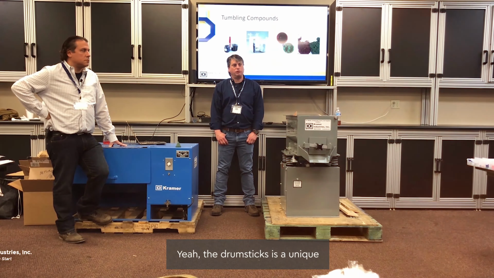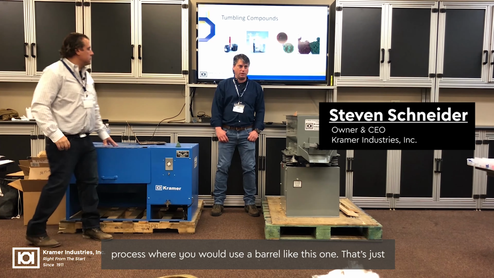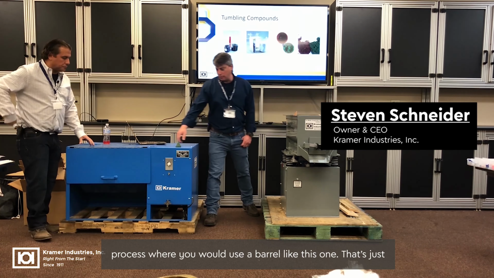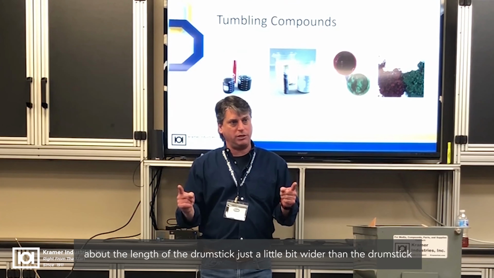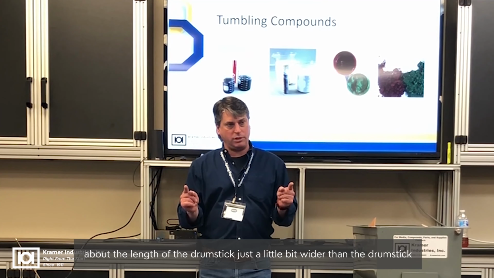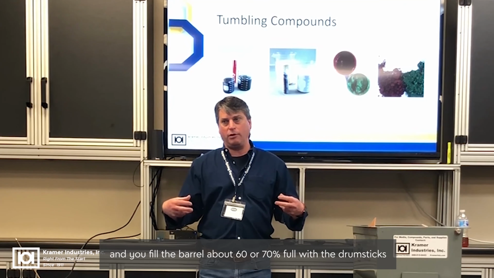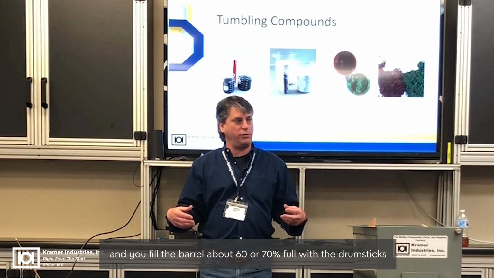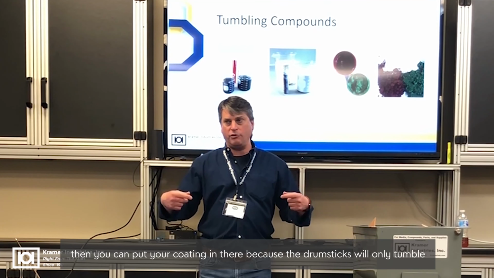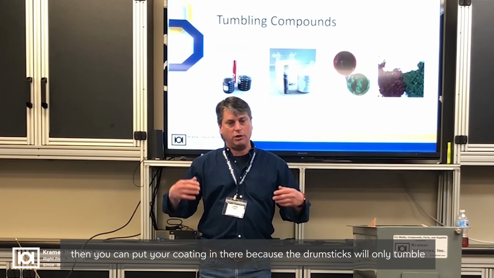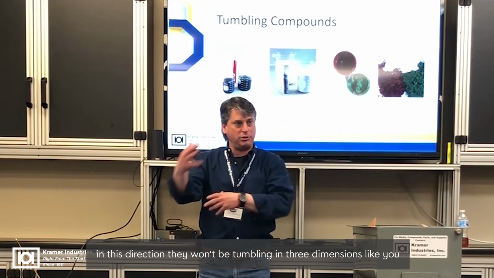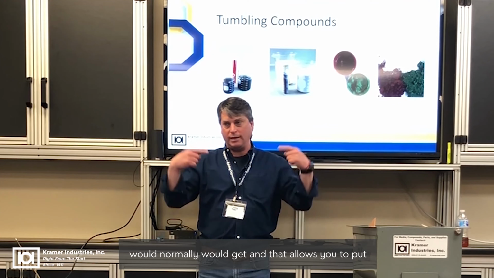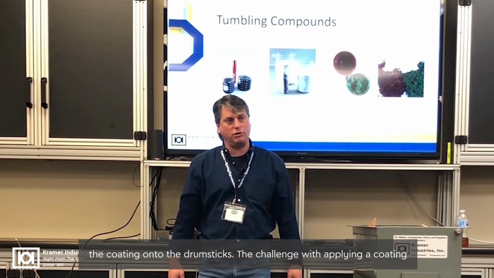So the drumsticks are a unique process. You would use a barrel like this one that's just about the length of the drumstick, just a little bit wider than the drumstick, and you fill the barrel about 60 or 70% full with the drumsticks. Then you can put your coating in there, because the drumsticks will only tumble in this direction. They won't be tumbling in 3 dimensions like you would normally get. That allows you to put the coating onto the drumsticks.